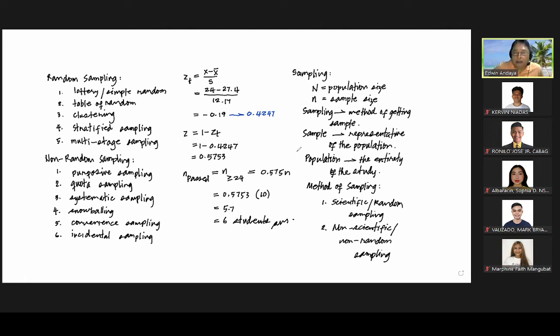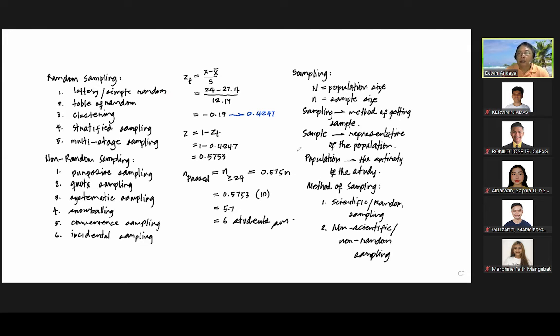The totality of the study is the population. It does not refer to the population of the community or the population of the country. It does not refer all the time to people. It is the entirety of the study. So, what study are you going to do? The entirety of that is the population, whether it is a human being or a non-human being.